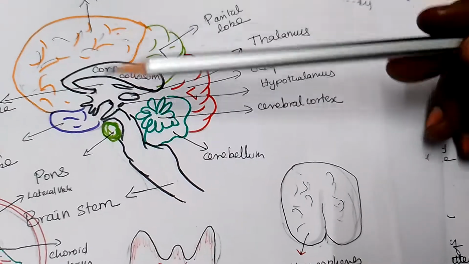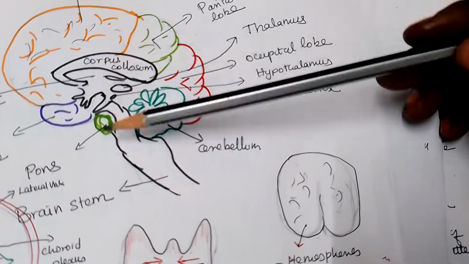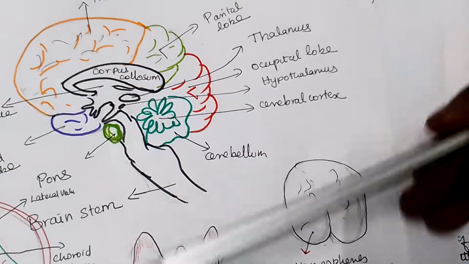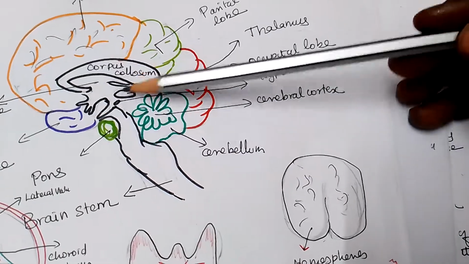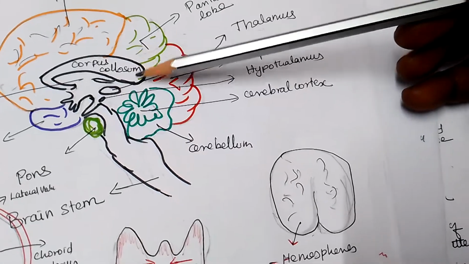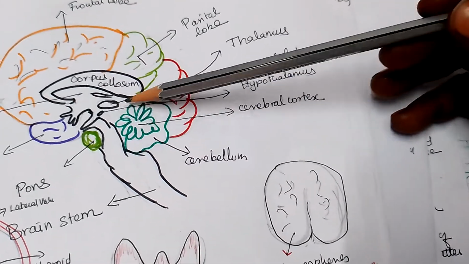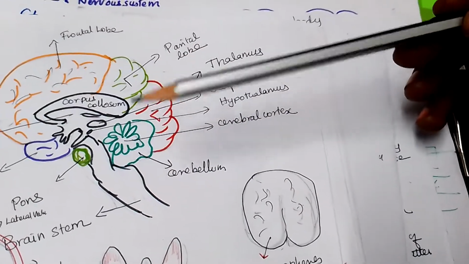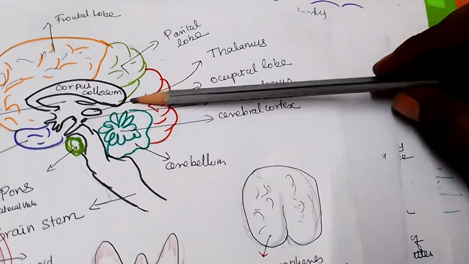So it's a cut section of the brain. I told you there are two hemispheres. You are visualizing only one hemisphere, because we are dividing the brain. Both hemispheres are connected by the big commissural fiber, the corpus callosum. Below that is the thalamus. In the thalamus, the small structure present is called the hypothalamus, nearly only 4 grams in weight.